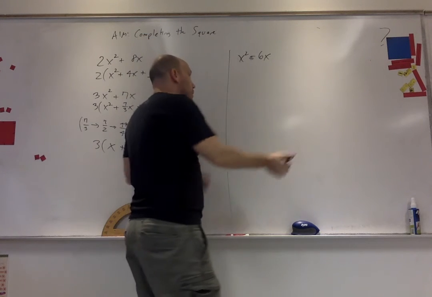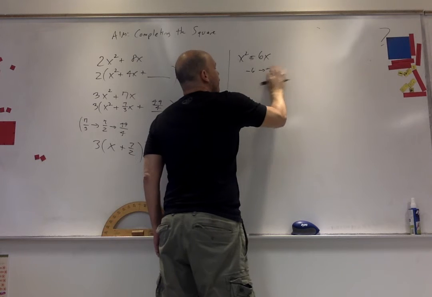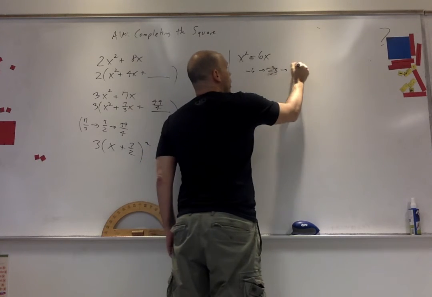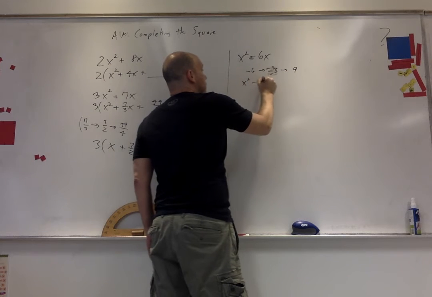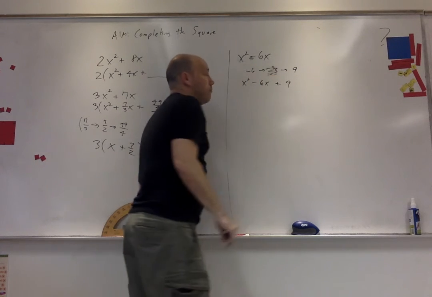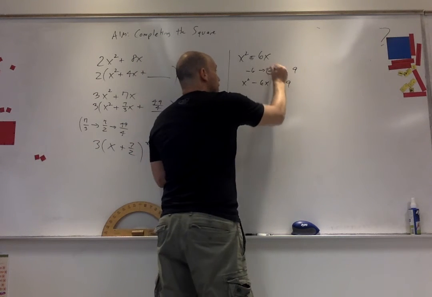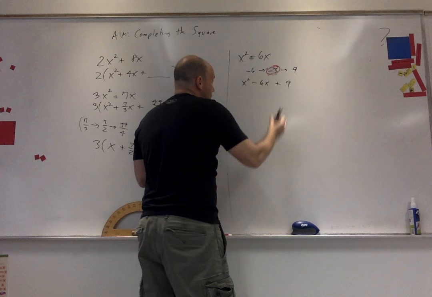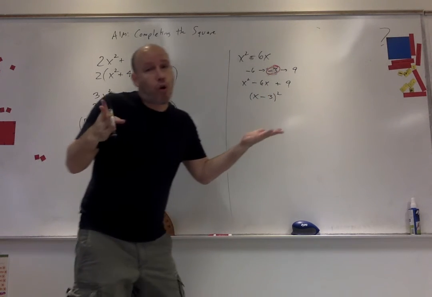Well, the rule was take the negative 6, divide by 2, and square it. Well, so it's x squared minus 6x plus 9. And the other rule, this should be the number in there, right? And so it actually turns out x minus 3 squared. It turns out the algebra works.